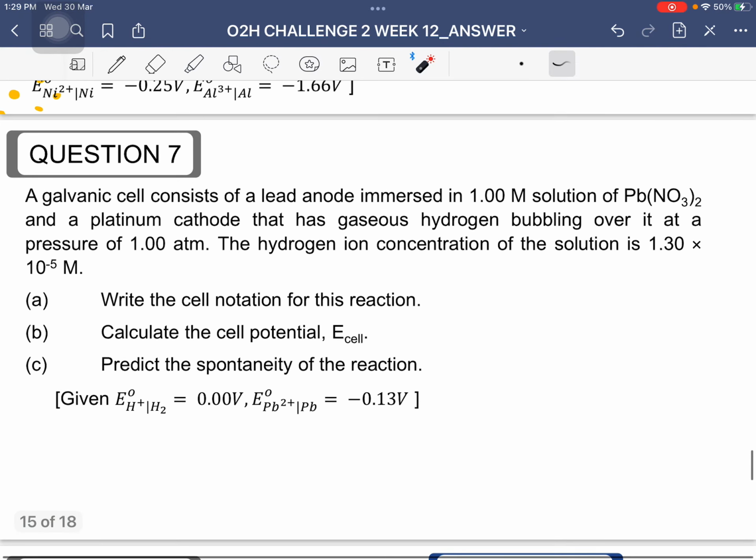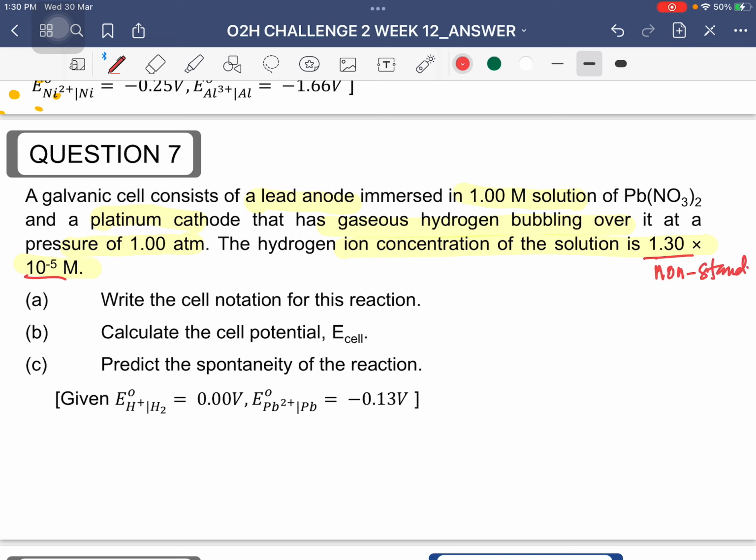Okay, question number 7. Galvanic cell consists of lead anode immersed in 1 molar solution, and then platinum cathode has gaseous hydrogen bubbling at a pressure of 1 atm, and the ion concentration of H+ is 1.3. So the concentration of H+ is non-standard. Okay, so this cell is between lead and hydrogen gas. Okay, and the platinum is used to receive the electron only.